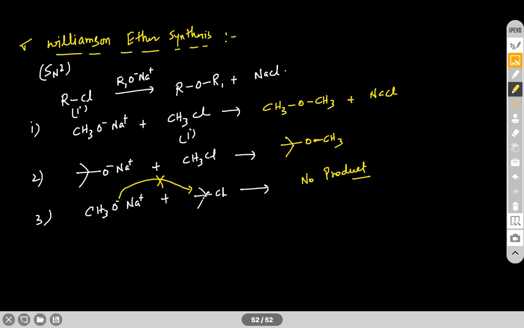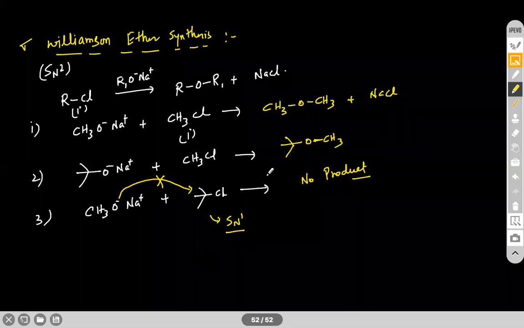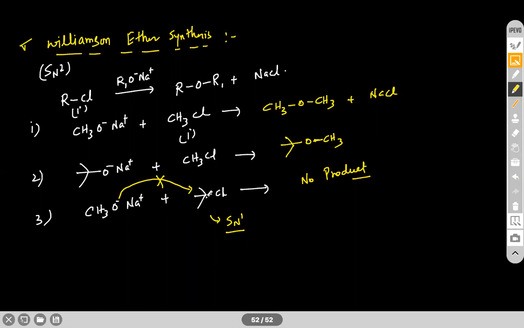And another thing, it is a 3 degree alkyl halide. It has a tendency to go under SN1, which is not possible here, right? Because the nucleophile is strong, but the alkyl halide does not allow the nucleophile to attack onto this because of its crowded tertiary structure. That's why this does not give any product in the reaction. So for Williamson ether synthesis, the alkyl halide must be 1 degree or smaller groups, right?